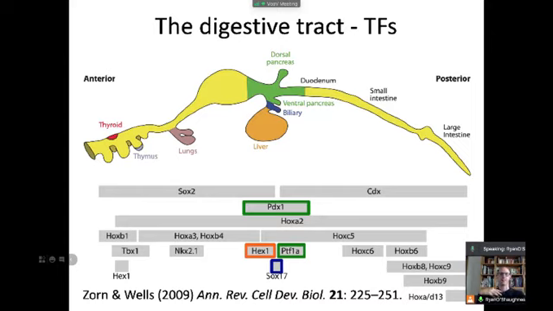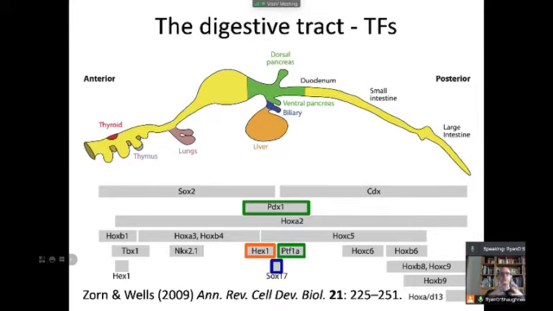The digestive tract overall is specified by the expression of HOXA2, and then we see a selection of different HOX genes specifying different locations across the body plan in a very similar way to how HOX genes are arranged in the development of many organisms, including Drosophila and us.